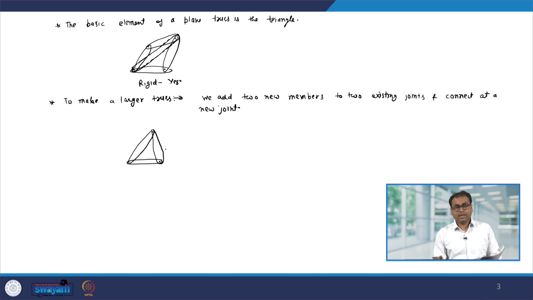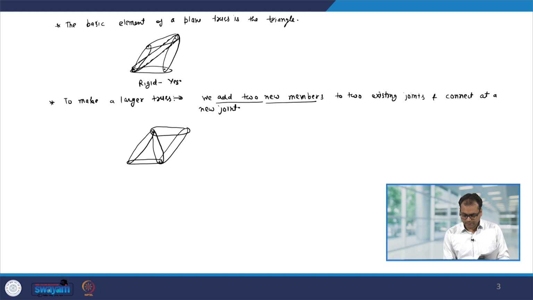Now, I have to make a larger structure. So, what I have to do is add 2 new members. Let me add 2 new members. Let us say one member is like this and another member is like that. So, I have to add 2 new members at 2 existing joints.